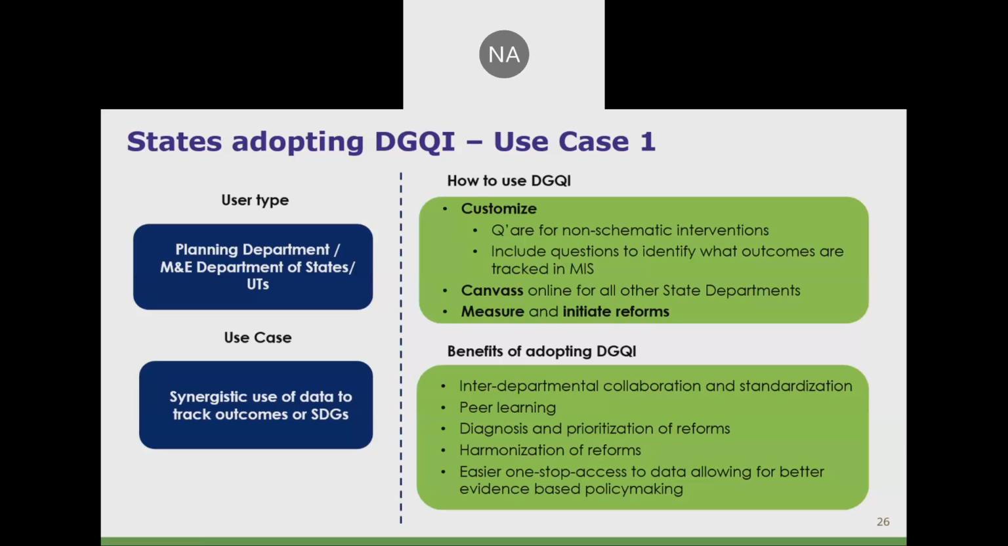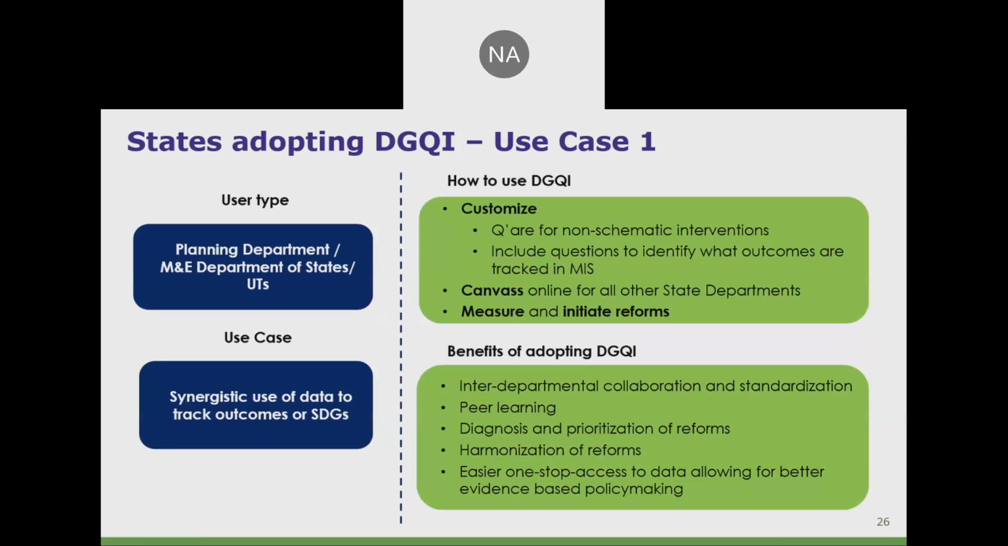making. So the planning and the M&E departments can customize and use Dgqi to conduct a comparative assessment of data systems of other departments. For this, the questions of the Dgqi may need to be added and maybe also edited to identify if the data systems track sectoral indicators which are of use to the planning departments or to the M&E departments from other departments.